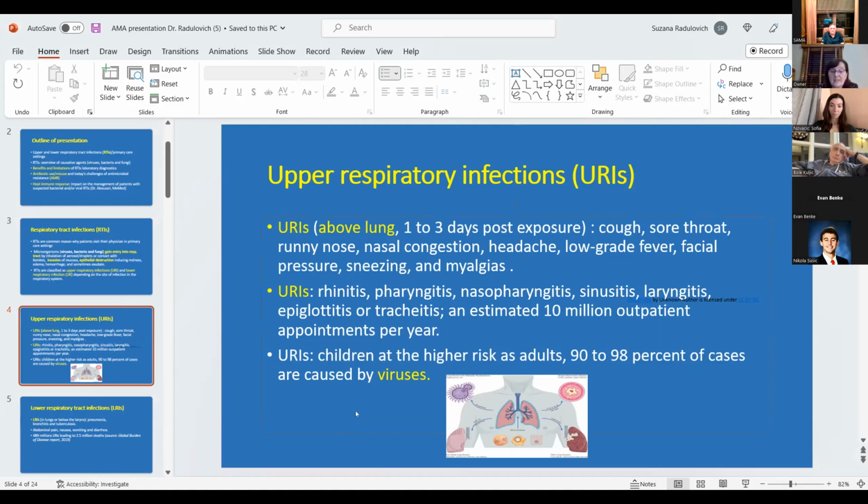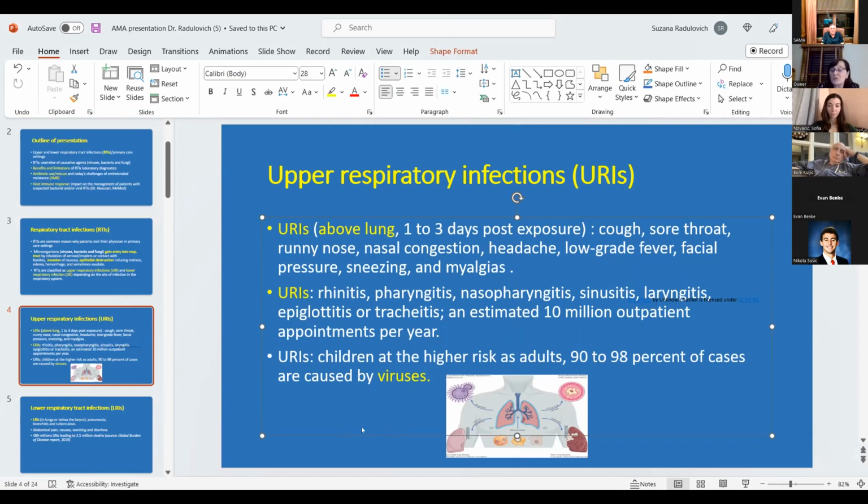But what is important is that all of these diseases cost 10 million outpatient appointments per year. So we see a lot of patients with upper respiratory infection. The majority of them are kids. At our practice we see kids above 4 years, and we have a patient that is 97 years old. So as you can see, we cover a wide range. It is important to know that 90 to 98% of upper respiratory infections are caused by viruses rather than bacteria.